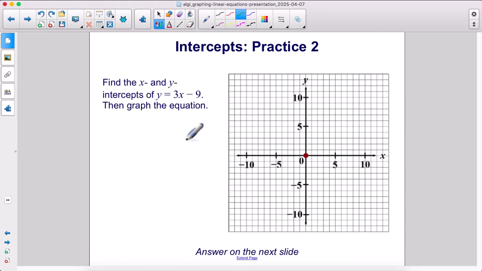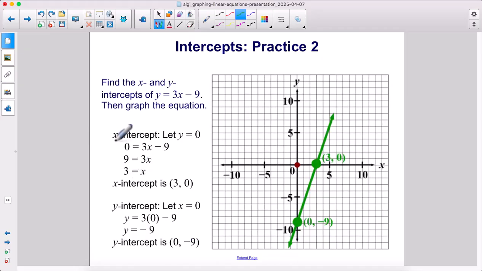Find the x and y intercepts of y equals 3x minus 9. Then graph the equation. To find the x-intercept, we let y equal 0. So the left side of the equation becomes 0. We add 9 to both sides, we divide by 3, and we get an x-intercept of 3. To find the y-intercept, we let x equal 0. So therefore this term goes away, and we have y equals negative 9. Then we graph the x and y intercepts and connect the points with a line.